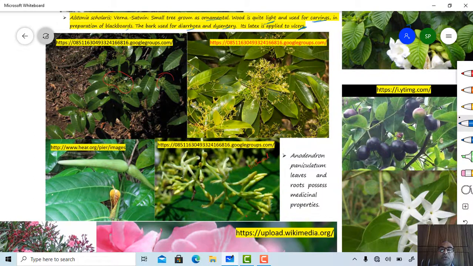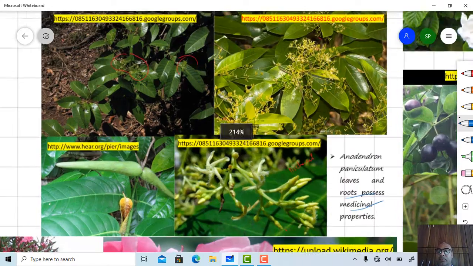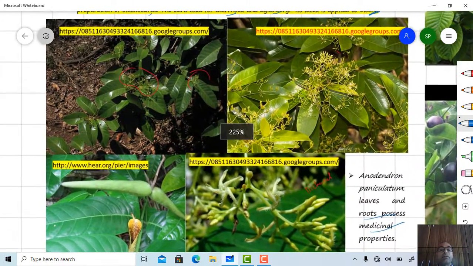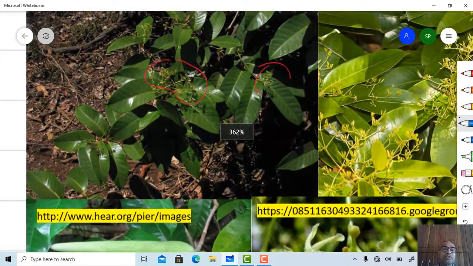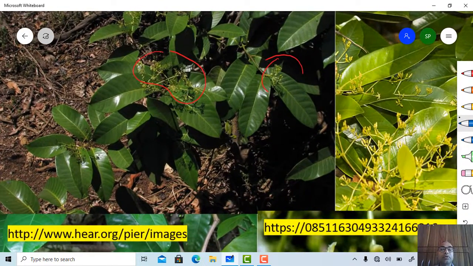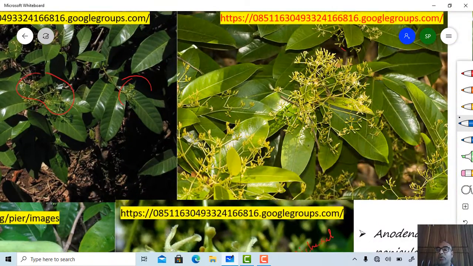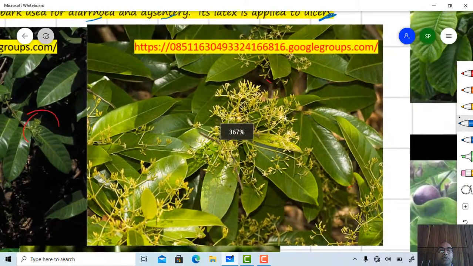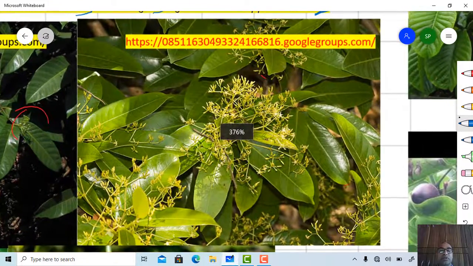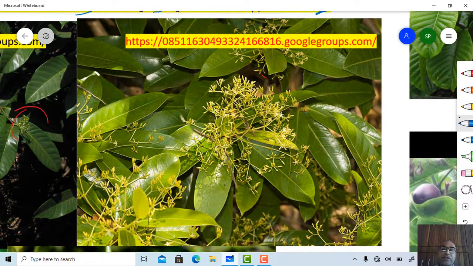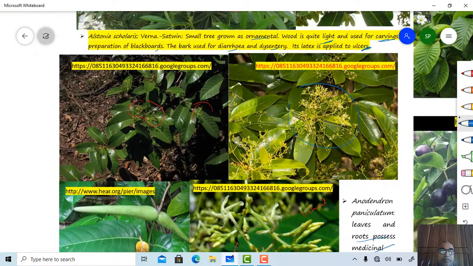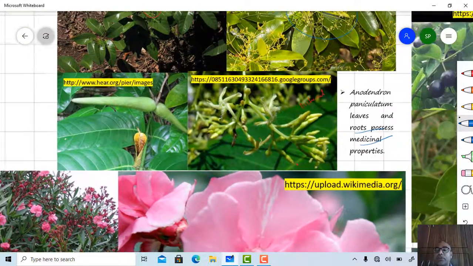The next plant is Anodendron paniculatum, whose leaves as well as root possess many medicinal properties. See this figure, just see the type of leaves present in this plant, the phyllotaxy, then the venation. One more photograph showing this plant. Just see how the inflorescence is present here.